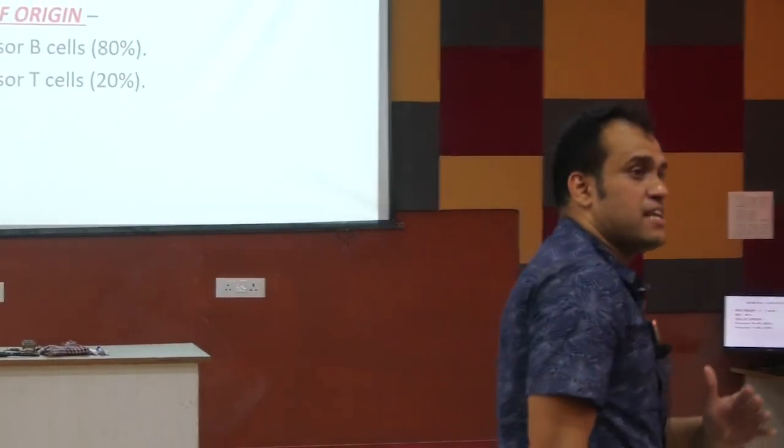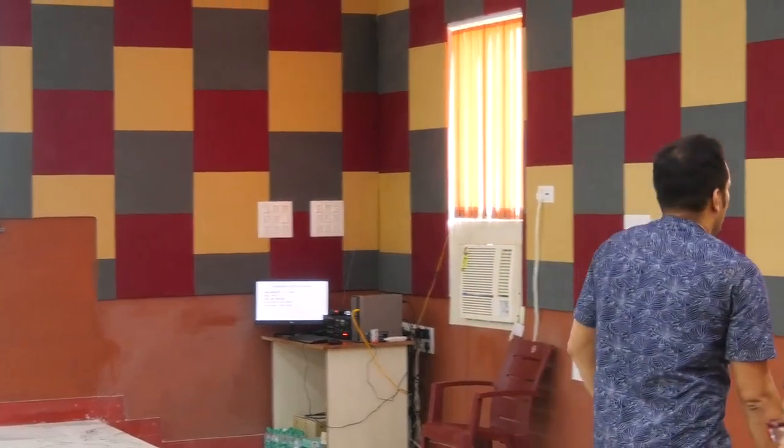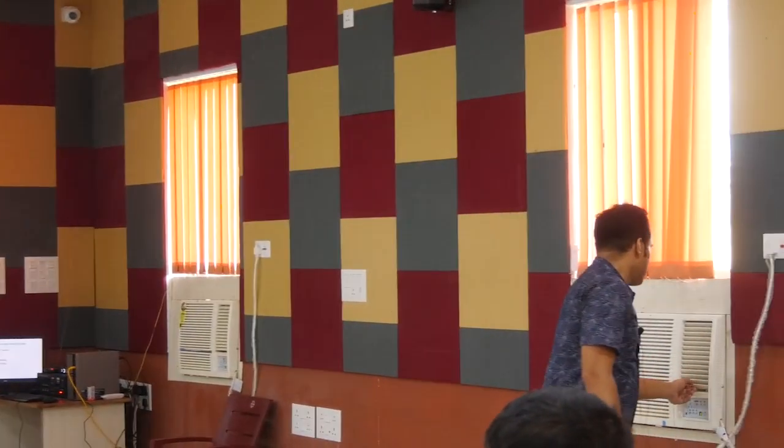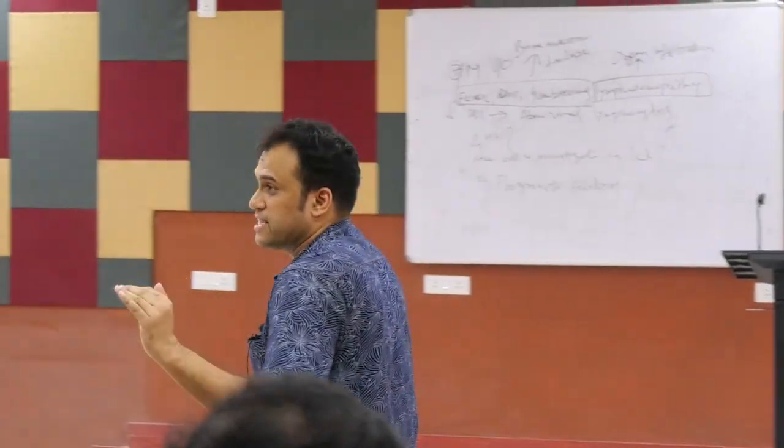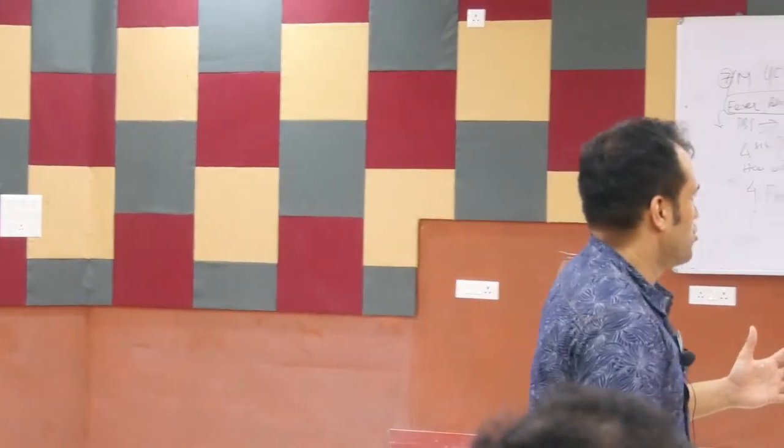Males are more commonly affected than females. Remember, males are more commonly affected than females. Cell of origin. It can be precursor B cells. 75 to 80% of the cases, or 80 to 85% of the cases are precursor B cells. And 15 to 20%, or say 20%, 25%, it's not exactly 80 or 20, in and around that figure. So the other is precursor T cells. So cell of origin is precursor B cells or precursor T cells.